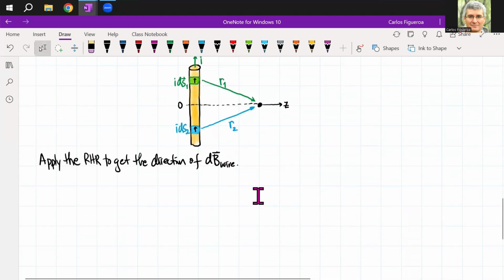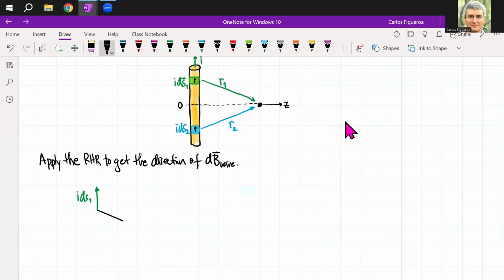So remember what we have to do here is bring in our vectors and put the tails together. Look at what the first charge element is telling me. It's telling me that I have this charge element right here, which will be I ds1. Now, instead of drawing it in green, I'm going to draw it in black, but you can see here that this is R1.